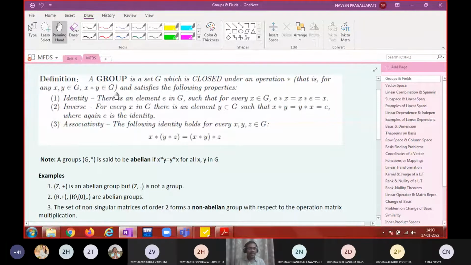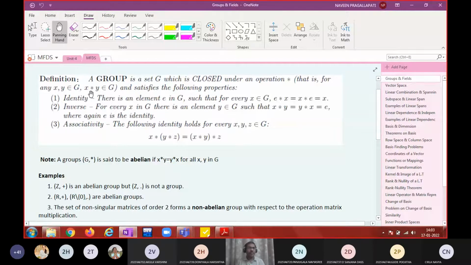So initially I said a group is a non-empty set which satisfies certain properties. It is closed under an operation star. Okay, what do you mean by closed property? You take any two elements in G, then x star y is also an element in G, then that star is called a binary operation. Basically, star is an operation from G cross G to G. So for every pair of elements, x star y is also an element of G.